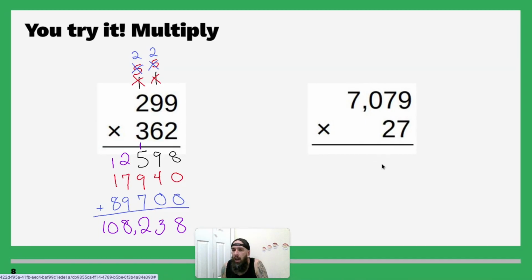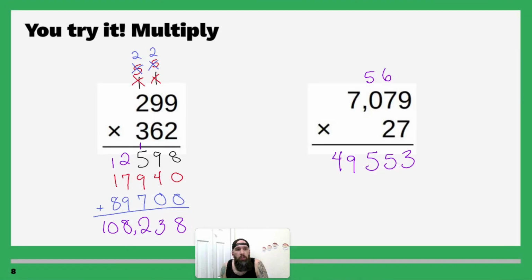7 times 9 is 63. Write out the 3, carry the 6. 7 times 7 is 49. 49 plus 6 is 55. So write out your 5, carry the 5. 7 times 0 is 0. 0 plus 5 is 5. And 7 times 7 is 49.